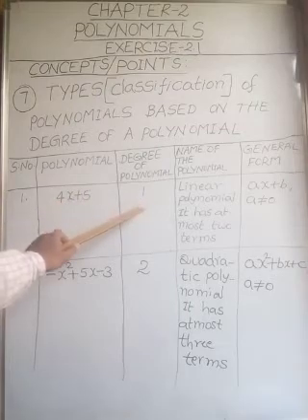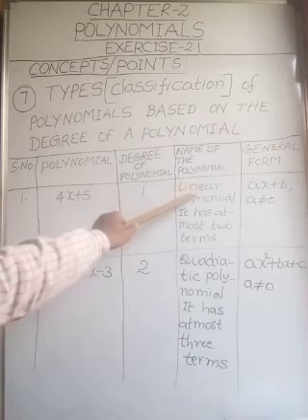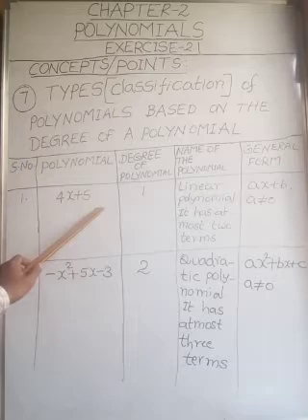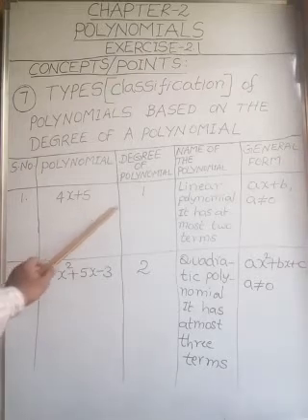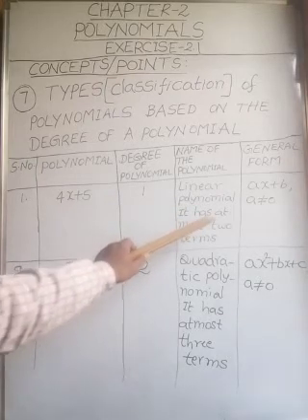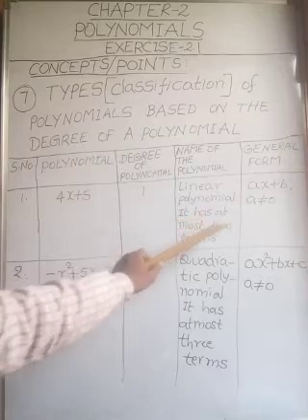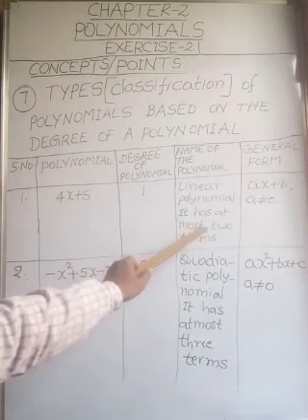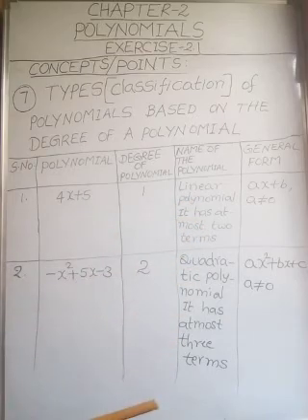So the degree of the polynomial is 1. Then the polynomial is called a linear polynomial. If the highest power of the variable is 1, then the polynomial is called a linear polynomial. It has at most two terms. Remember these points, my dear children. A linear polynomial has at most two terms.